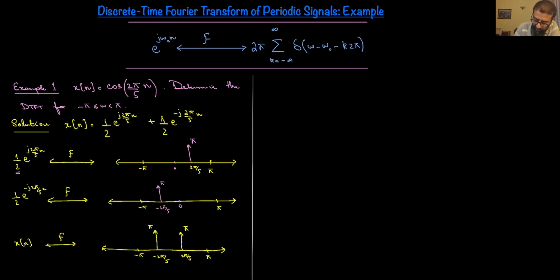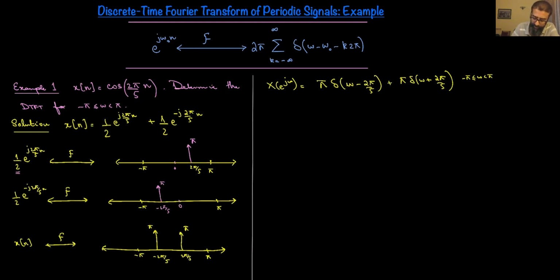And mathematically, if I were to write this, I'd say that X of e raised to power j omega is equal to pi times delta of omega minus 2 pi by 5 plus pi times delta of omega plus 2 pi by 5. And of course, this is only applicable for omega between minus pi and pi, only over this interval, with once again the implicit understanding that this repeats itself periodically over the frequency axis.